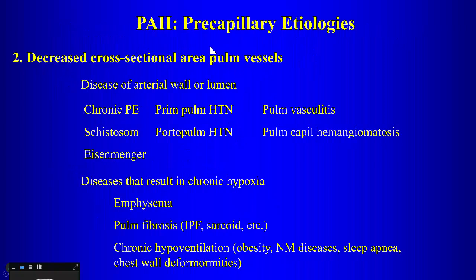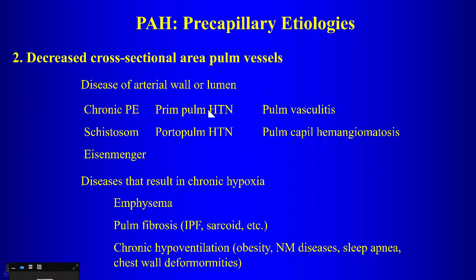Second category, decreased cross-sectional area of pulmonary vessels. So things that are either destroying the pulmonary vessels or decreasing the number of vessels that you have available. So the big thing in this category is chronic thromboembolic disease. Worldwide, schistosomiasis can obstruct pulmonary vessels.